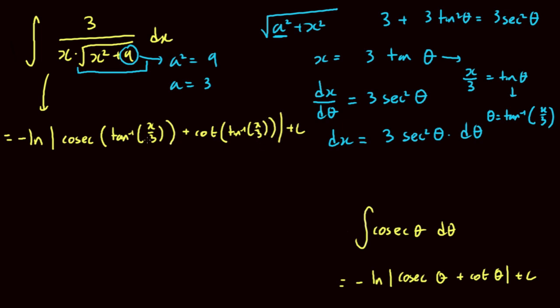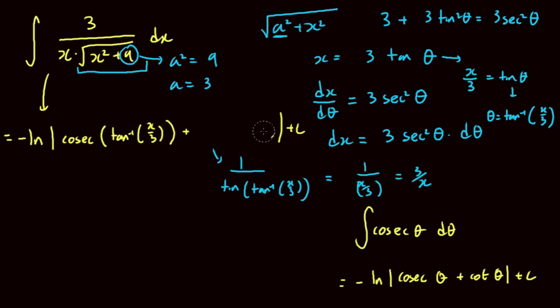One thing about cot, by the way, is that we know that cot is just simply 1 over tan. So cot of tan inverse x over 3 would just simply mean 1 over x over 3, and that would be simply 3 over x, in this case. So we can safely write it more elegantly in terms of 3 over x. We can just simply write it like that. So it's going to be 3 over x.